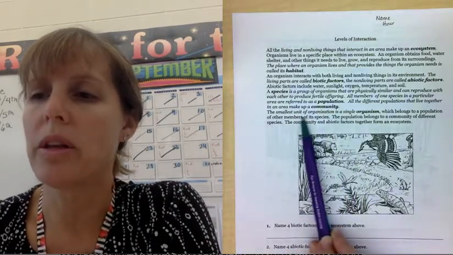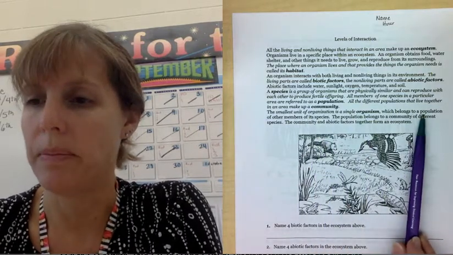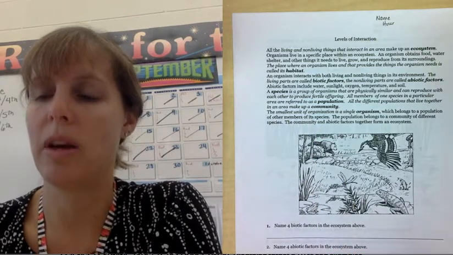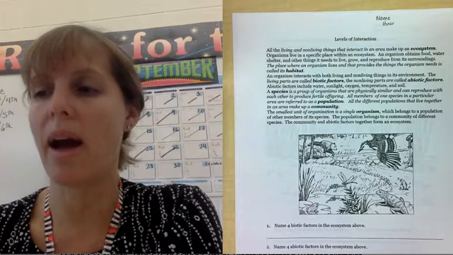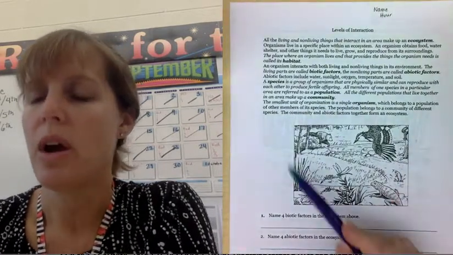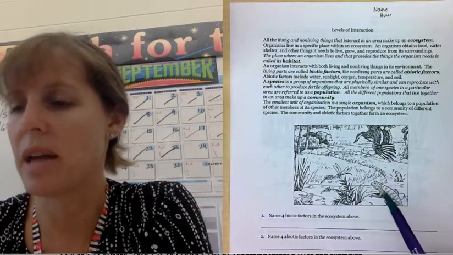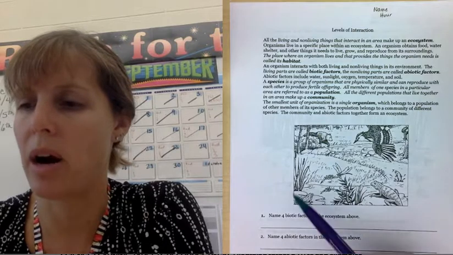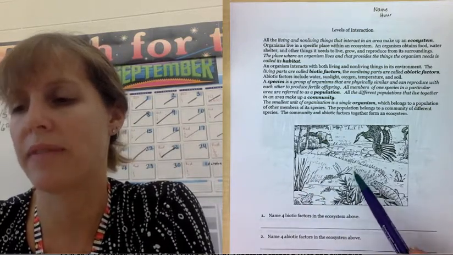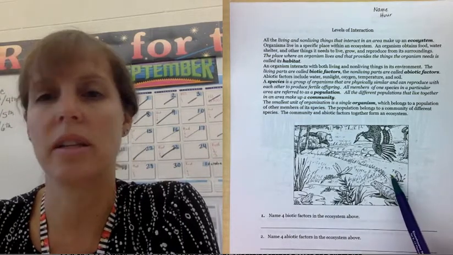So the smallest single unit of organization is a single organism, which belongs to a population of other members of its species, and the population belongs to a community of different species. The community and abiotic factors together form an ecosystem. So if you look at this picture here, we've got a river ecosystem going on. We've got a salamander and a blue jay and a bear, some cattails, a frog. We've got a dragonfly and a lily pad and a fish eating some bugs.